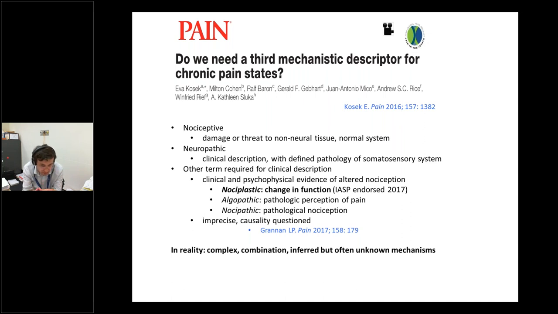So for some people, their pathology's got better, but they're highly distressed and they have high pain complaints. They may have a high component of nociplastic pain and a low component of nociceptive pain.